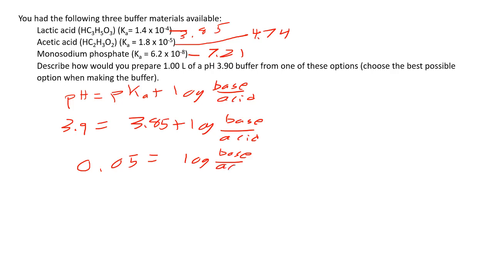We then need to get rid of the logarithm. Remember, we do that by raising 10 to the power of both sides. The 10 and the logarithm cancel, and so we get that 1.12 is equal to the base over the acid concentration.